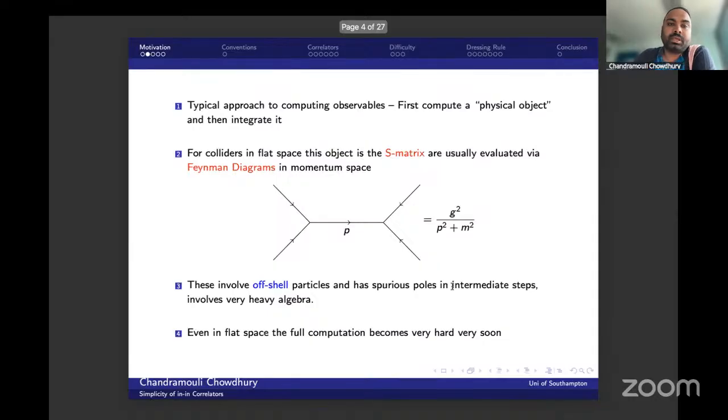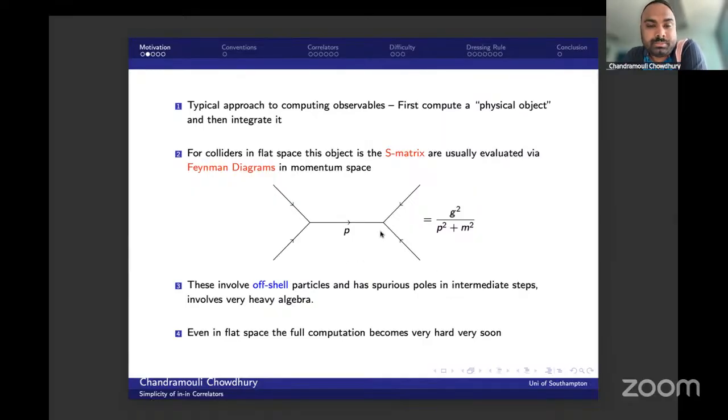Good. Now, usually this process looks convoluted because you have to first compute a quote-unquote physical object, like the amplitude, and then you have to square it and integrate it. And in order to even compute the amplitude, you would have to sum over what are called Feynman diagrams. And we typically do it in momentum space because we want to make use of all the translational symmetry we have.